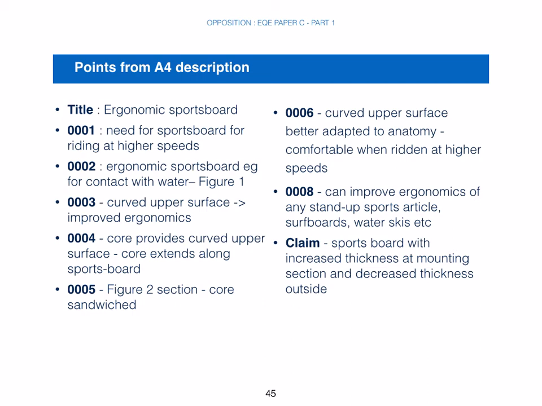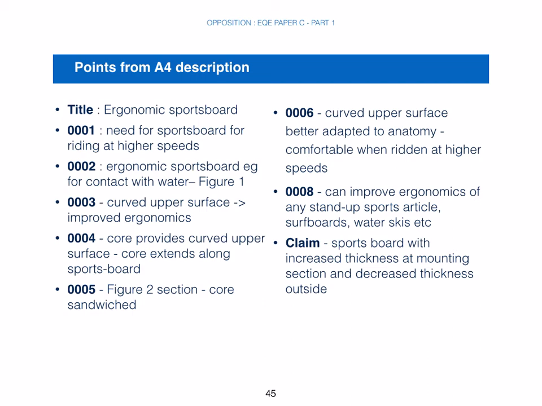Paragraph 3, the curved upper surface provides improved ergonomics. Ergonomics, I think we've seen before, is important. Paragraph 4, the core provides the curved upper surface, and the core extends along the sports board. That's what we need to know. Paragraph 5, figure 2 shows a section where the core is sandwiched.